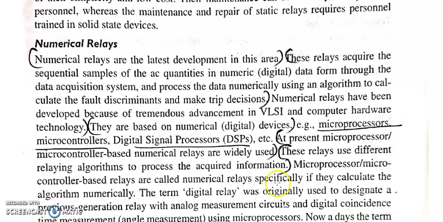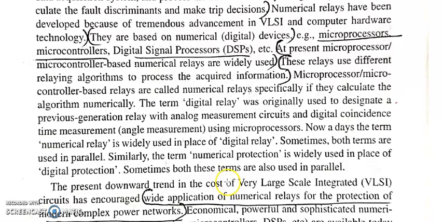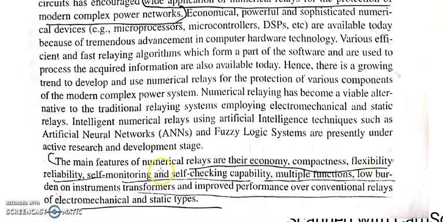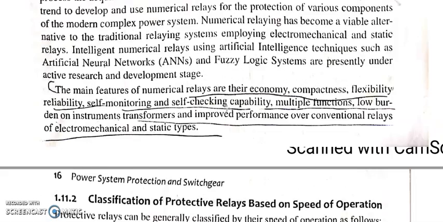The main features are that they are economic, compact, flexible, reliable, and have self-monitoring and self-checking capability, which is better than the conventional relays. So they are much more improved than the conventional relays because of these fine features. This is what we have with numerical relays. One more thing, these relays are sometimes also called digital relays. Digital relays and numerical relays are used interchangeably.